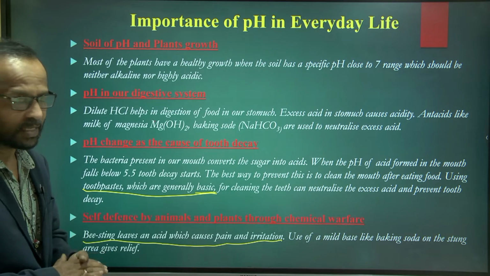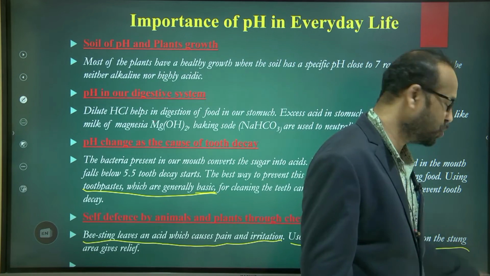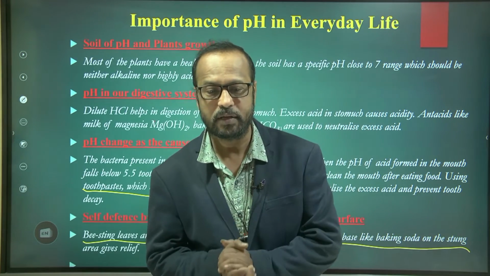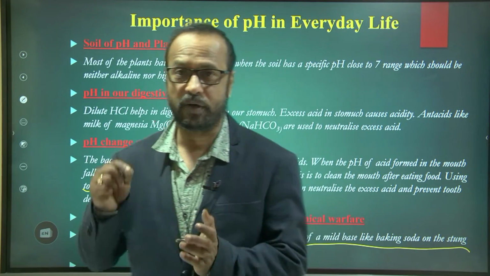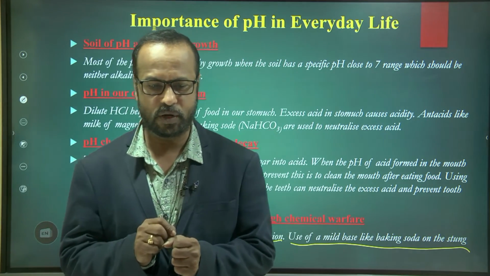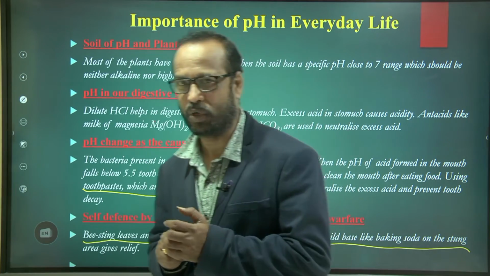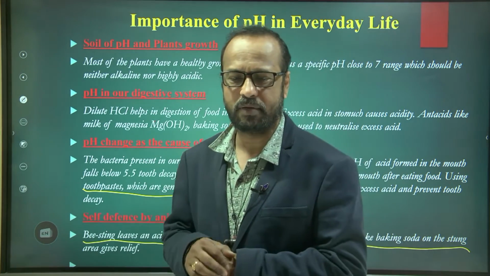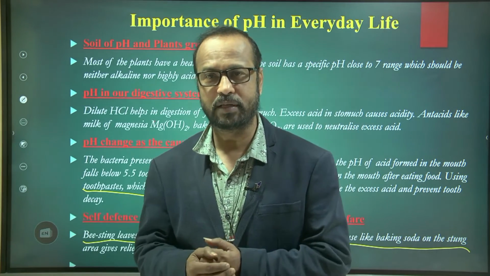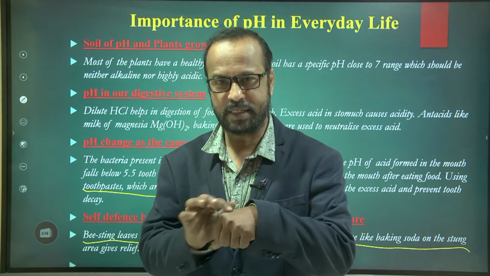If this has happened, what should you use immediately? Use a mild base like baking soda on the stung area; it gives relief. Even a red ant is harmful to us, yes or no? If a red ant stings, it gives us pain. When it is unbearable, you have to take baking soda. Generally, baking soda will be in our house. If you want, add a little water, make a paste and rub it on.